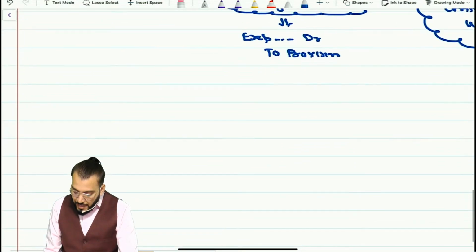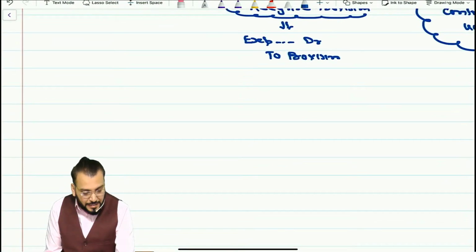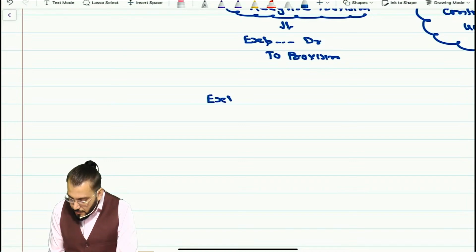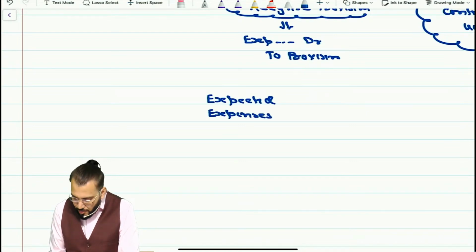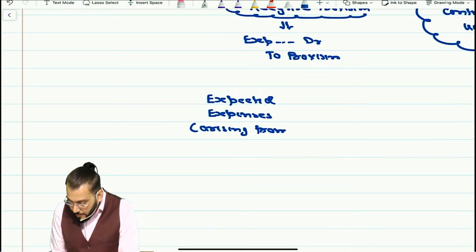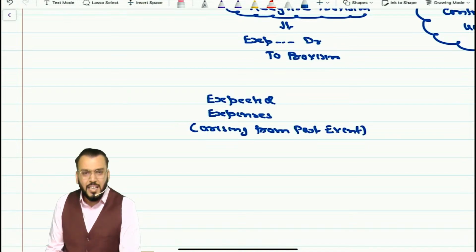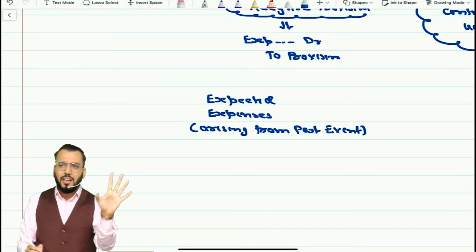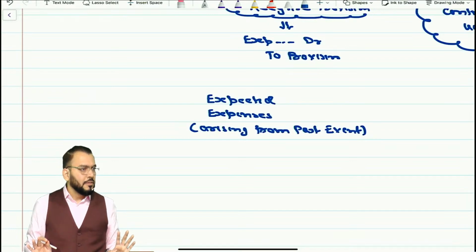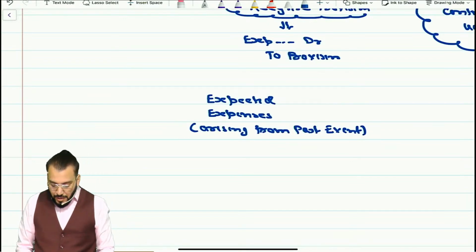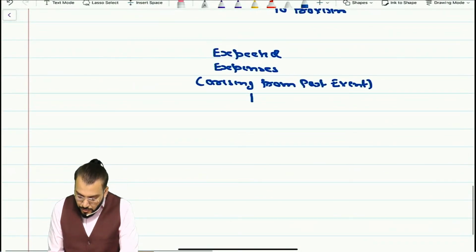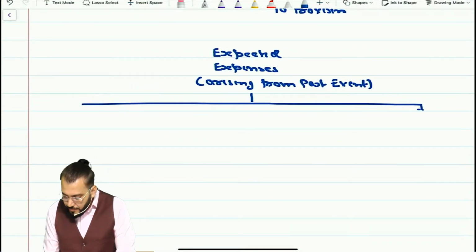One thing you have understood: right now, we are discussing what? Expected expenses. Of course, arising from, this is the key term, arising from past event. Of course there can be some expected expense from a future event, but we don't recognize that future event in our books. So when I am saying expected expenses, it can be due to two reasons.